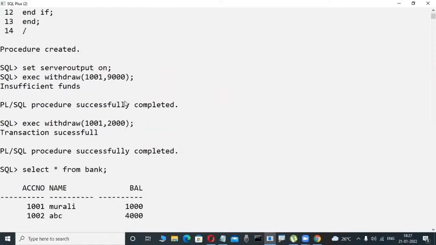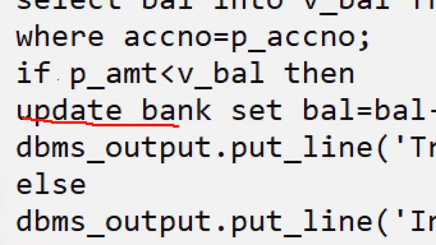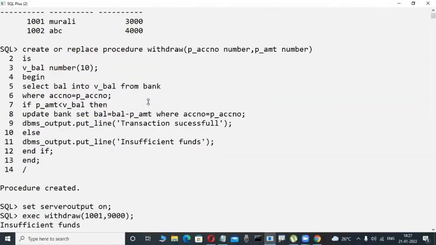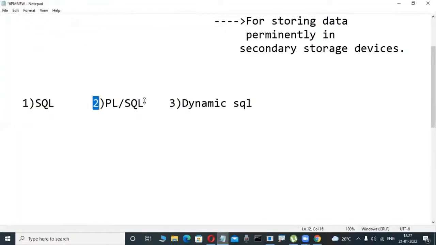You are a programmer, you are writing coding with an update. Update is an SQL command only. If condition is a PLSQL command. That's why you need some language knowledge. With this type of PLSQL coding knowledge, then only you can write real-time applications, OTP validations, bus ticket reservation, anything. So many applications are there, but a little bit of knowledge is required. Okay, understood? Yes.